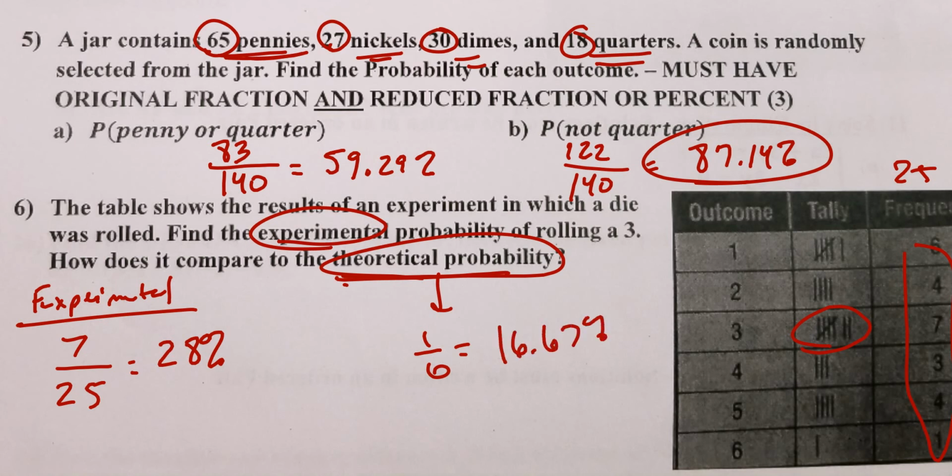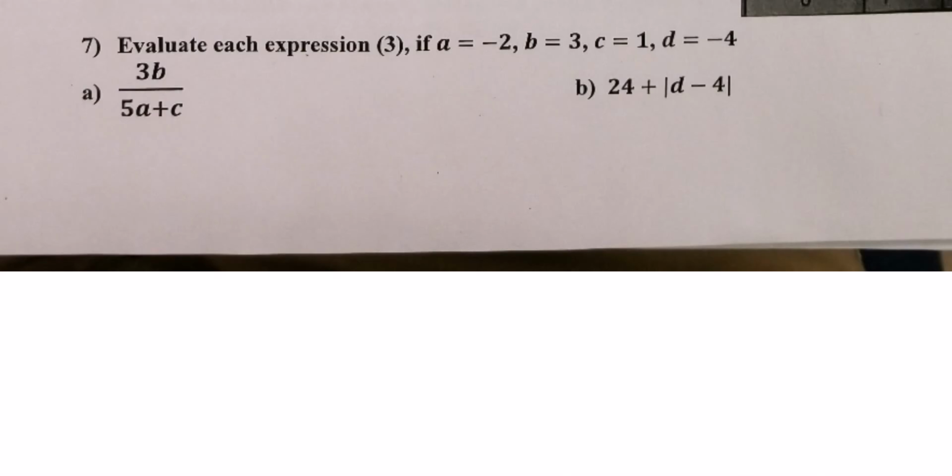Now the theoretical probability of getting a 3 is 1 over 6, which if you do that, you get 16.67%. So how does it compare? The experimental probability outperformed by 12%, about 12%. Pretty good.